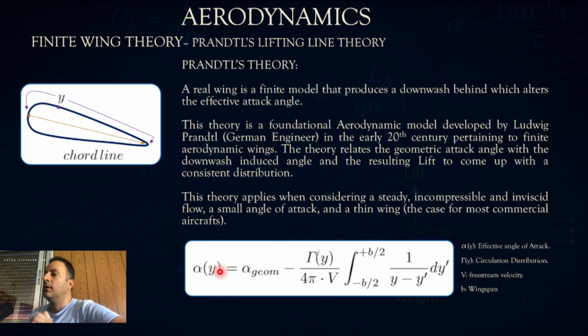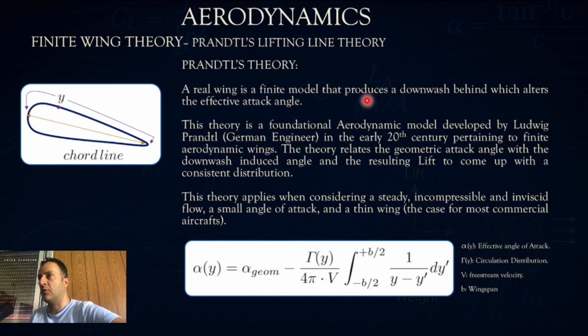Alright, so the alpha, or the effective angle of attack, is equal to the geometric angle of attack minus gamma y, which is the circulation distribution at a point throughout the curvature, the upper camber curvature, that's y, divided by 4 pi V. V, of course, is the velocity of the free stream of the flow, times the integral between minus b over 2 and plus b over 2. By the way, minus b over 2 and plus b over 2 together form b, which is the wingspan, or the distance from the first tip of the wing to the second wing's tip on an airplane.